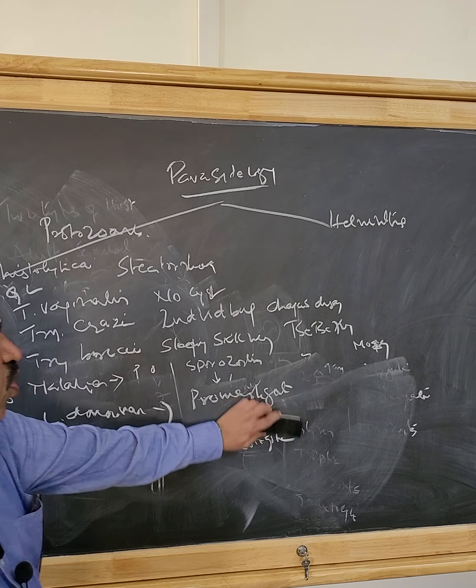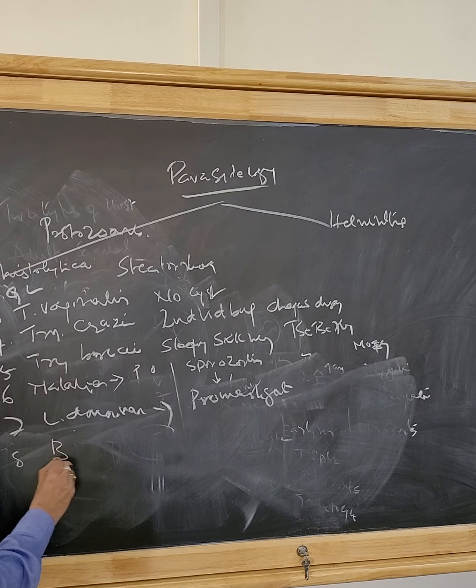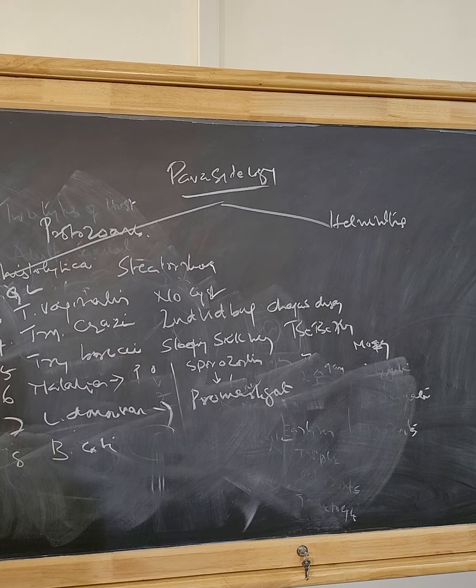Next is Balantidium coli. B. coli is a pig's parasite. Man gets accidentally infected. Life cycle is the same as that of amoebiasis. It gives rise to balantidiasis.